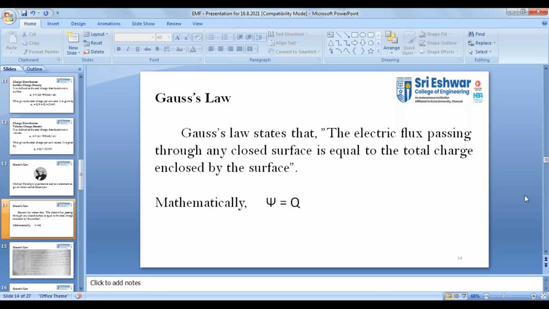Psi is nothing but the notation used for electric flux. So that is equal to the total charge Q. So psi is equal to Q is the statement of Gauss law. But remember that this psi is the electric flux, because if I go to magnetostatics, that is magnetic flux, and that particular term will also come and confuse us. For that the notation is different, and here it is psi.